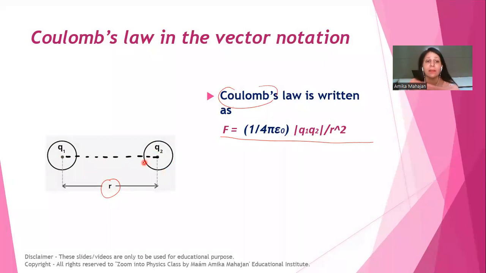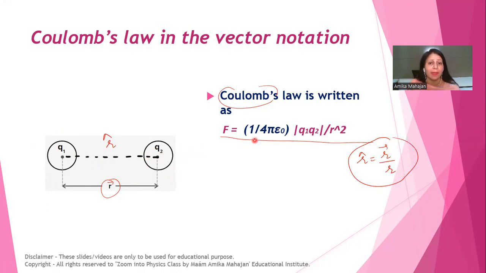Now I have to represent this in vector form. This force is acting along the line joining these two charges q1 and q2. So this line is represented by position vector r. If I take this direction, I have to find the unit vector along this line. This will be r cap. R cap is the unit vector of r vector, which can be represented as r vector upon magnitude of r, already done in 11th class.